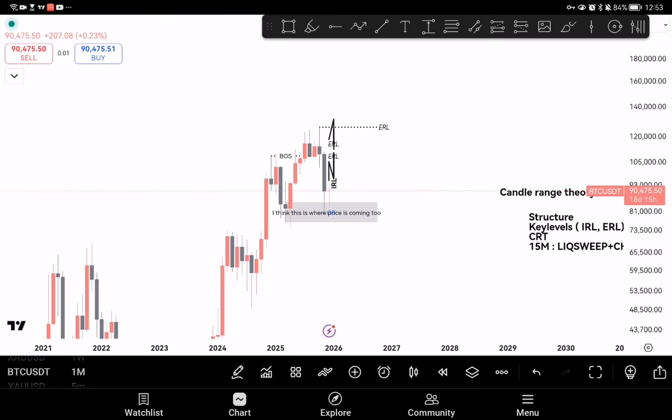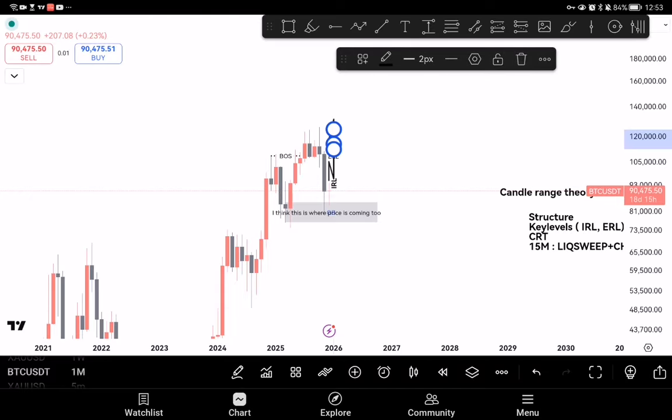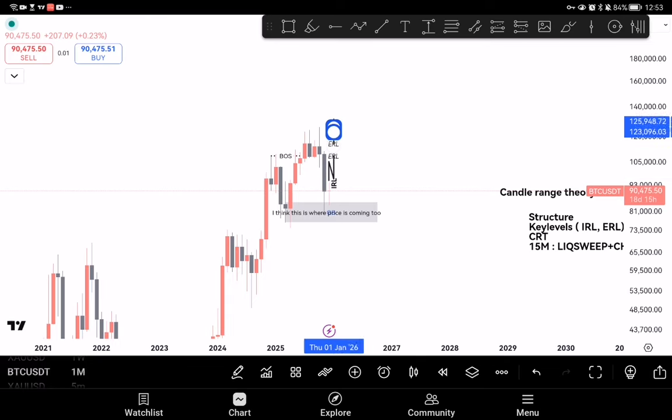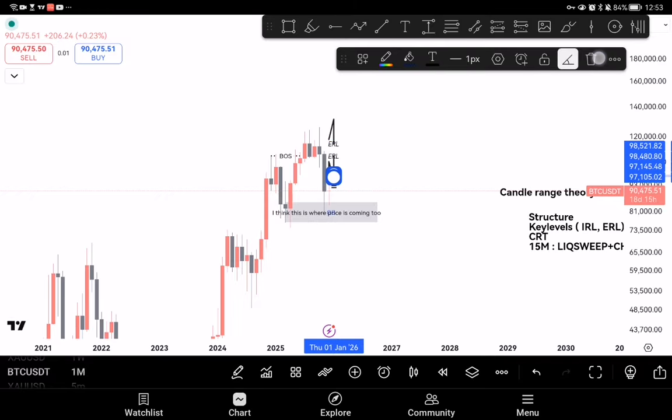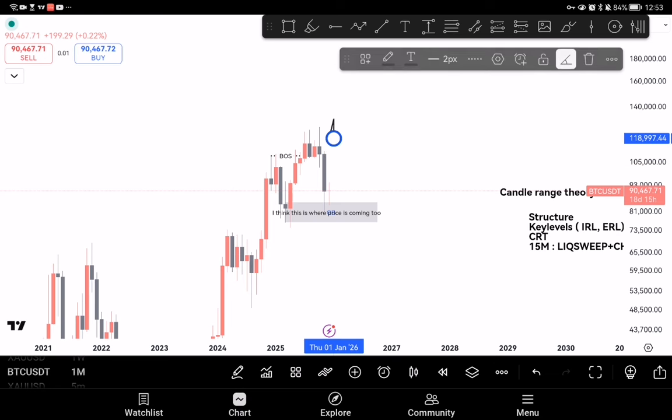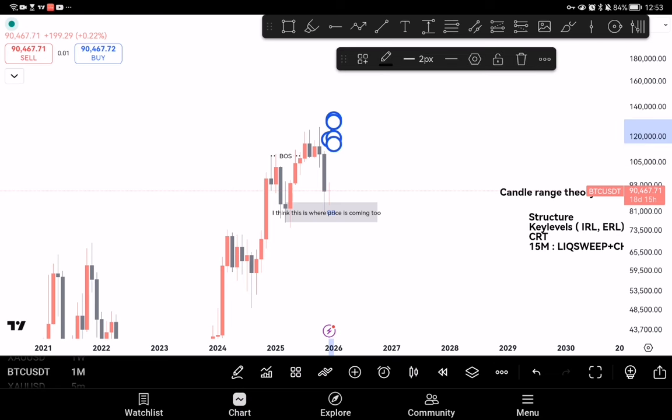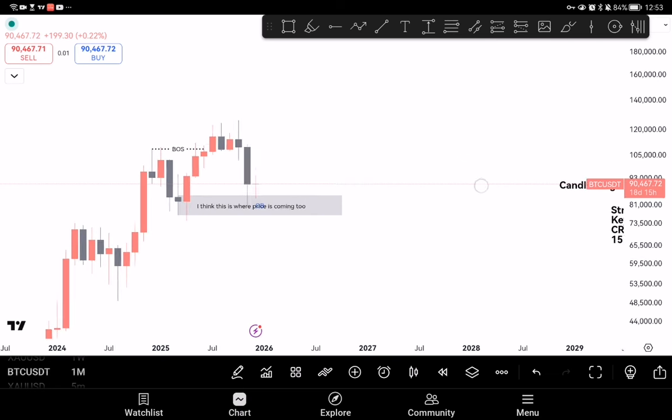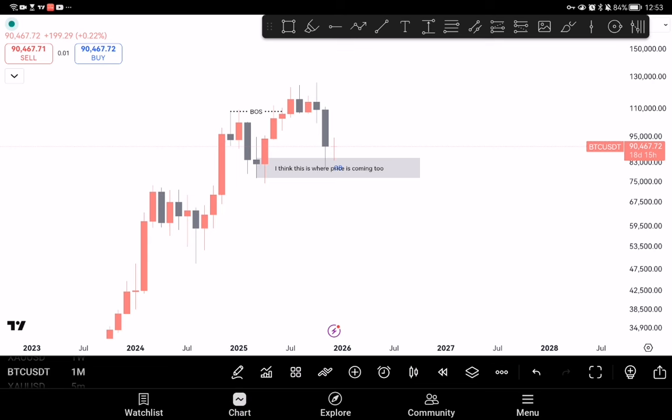Now I'm going to take you to this chart. Let me delete everything that is here so we can have a clearer picture. On this chart, we are on the monthly, right? And I'm going to ask myself, how did the month of November close? That's the question. How did the month of November close? Because we are currently in the month of December. The month of November closed bearish.